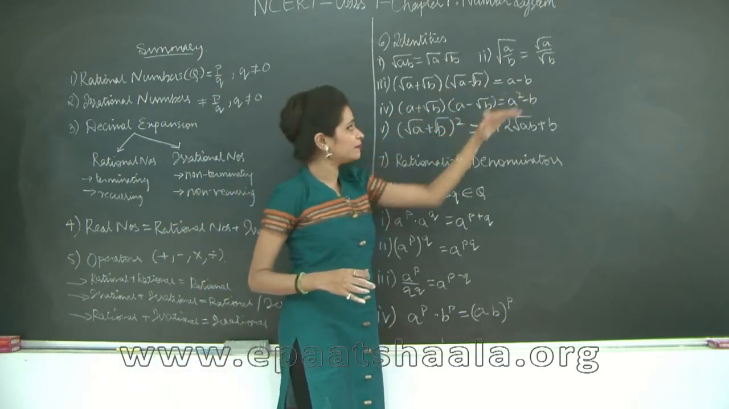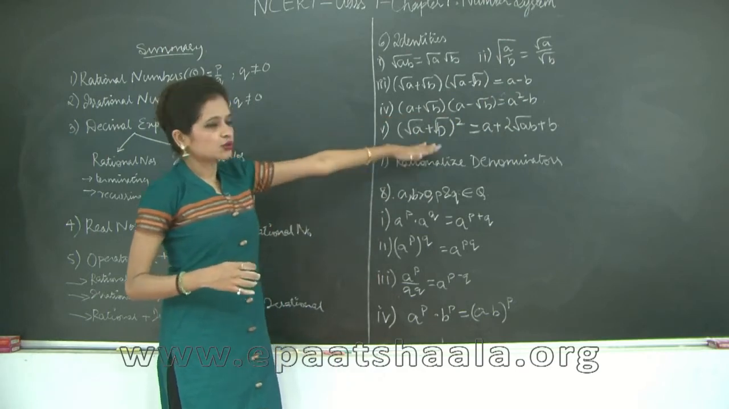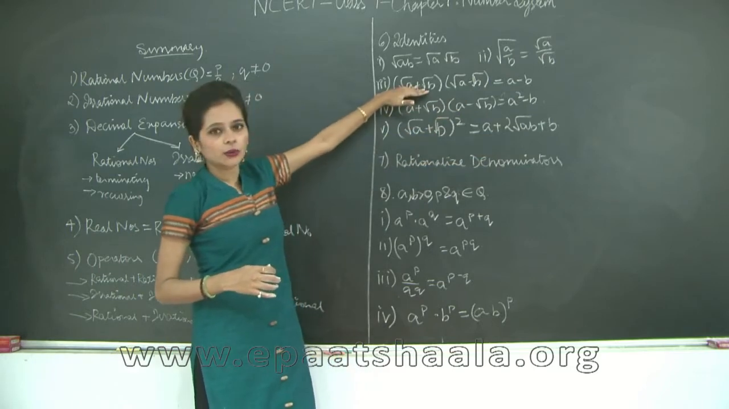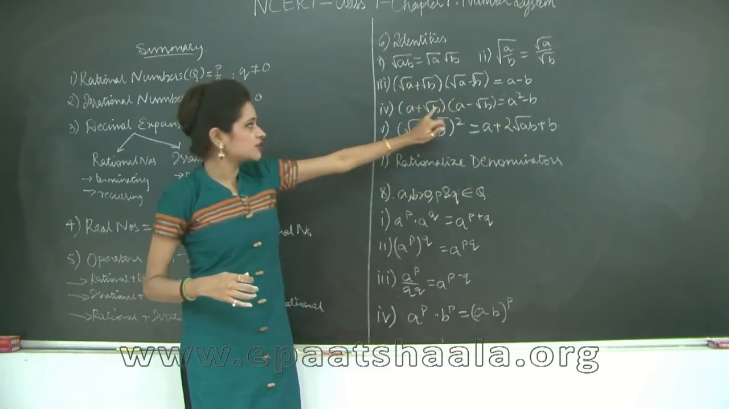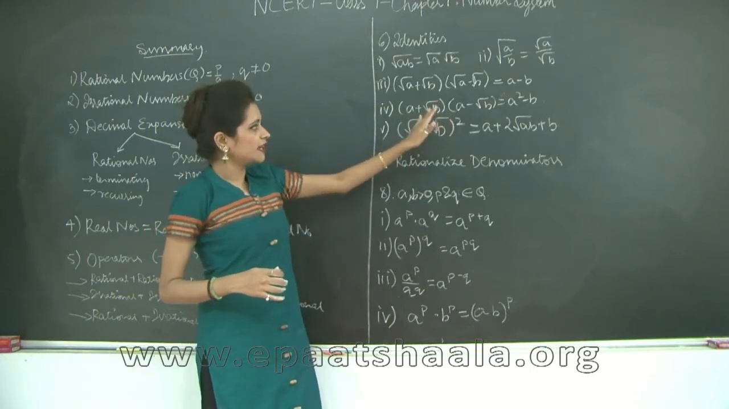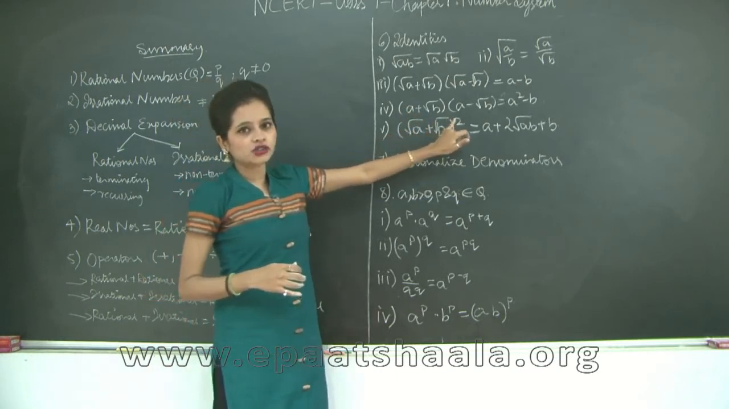The fourth identity, you have a plus root of b into a minus root of b. Now this one is similar to the third one, except for the fact that the first terms here are the same, but they are not under root. So this is going to be the square of the first term minus the square of the second term.